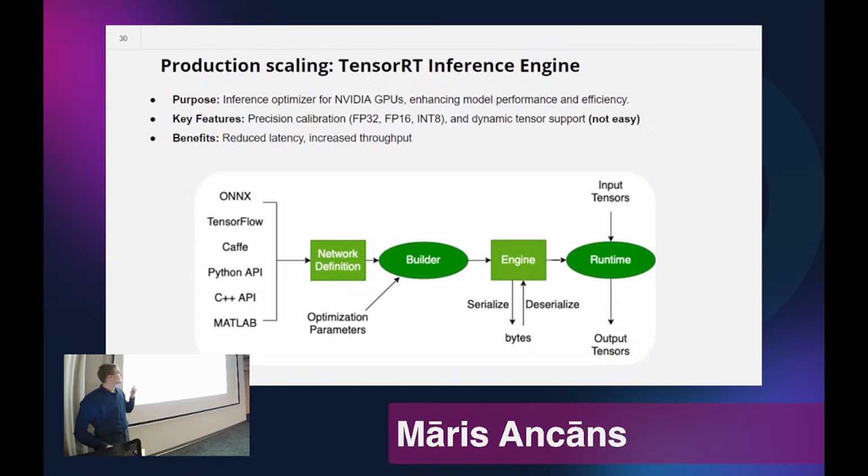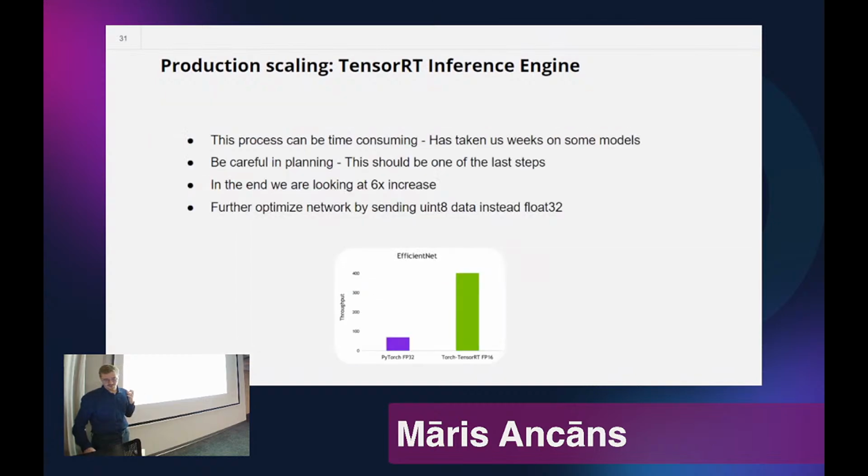This is NVIDIA's product, so other cards won't work, and also this step can be extremely hard. Lots of things won't convert, and it can take weeks. I personally spent over a month trying to convert a model, trying to figure out what I should add or take out just so it converts. But the gain is insanely fast. This is a random plot I found in Google Images. It says 6 times increase, which is probably true.